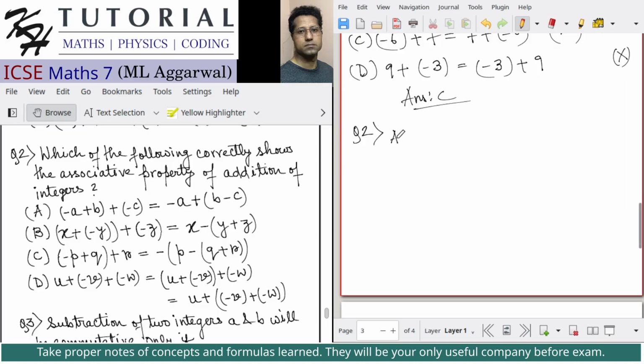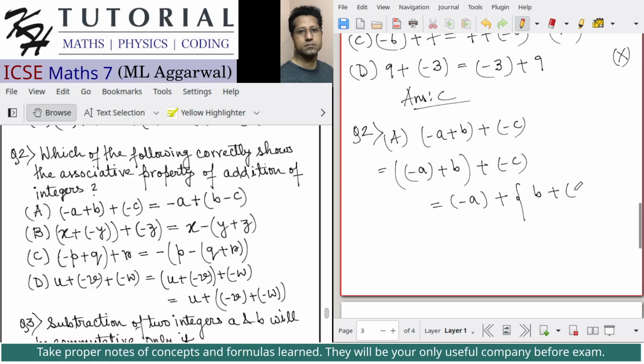The first one, A, is given as minus A plus B plus minus C. If I want to demonstrate correctly the associative property of addition of the integers, we are first adding B and minus A, and then we are adding minus C. As per the associative property of addition, this must be equal to adding first B and C and then adding the result to minus A. So this must be equal to minus A plus B plus minus C. This is the correct demonstration of the associative property of addition.